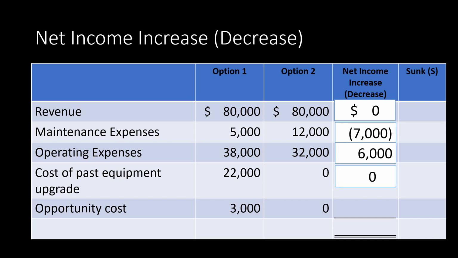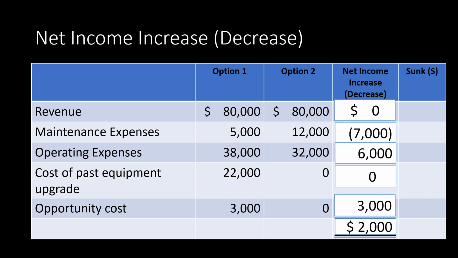Past costs cannot be changed as a result of any present or future action. So, the cost of the past equipment upgrade is a sunk cost and it is not relevant. The benefits lost by choosing one option over another are opportunity cost and it is relevant. So, option 2 will increase revenue by $3,000. Option 2 will provide $2,000 more net income than option 1.